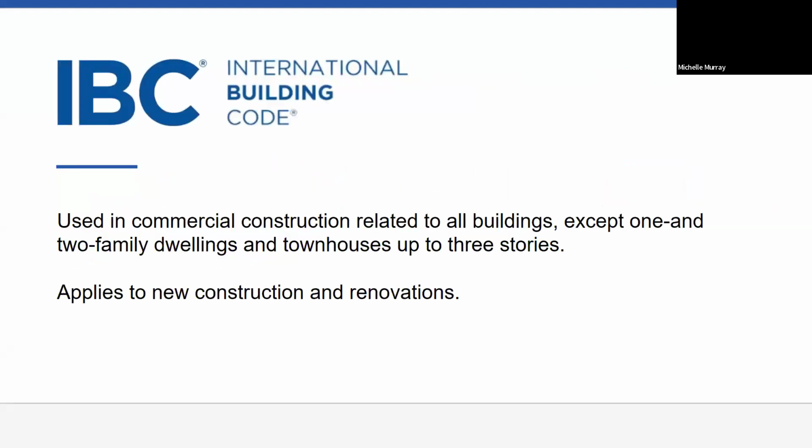The International Building Code, or the IBC, contains regulations about practices used in commercial construction related to all buildings except 1- and 2-family dwellings and townhouses up to 3 stories. The IBC applies to new construction and renovations. It's a model code, and it's up to each individual state or jurisdiction to determine what version or sections to adopt. When it comes to accessing the roof, the IBC differentiates between occupied and unoccupied.